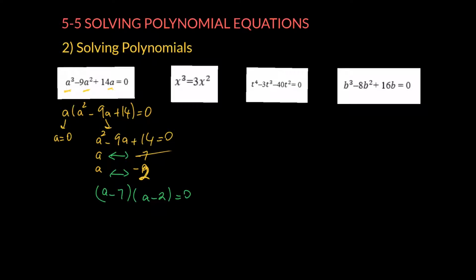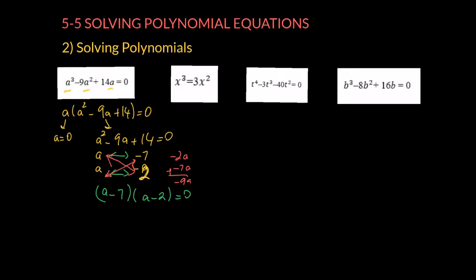I knew these numbers were right because when I multiply these two, I get -2a. When I multiply these two, I get -7a, which leads me to -9a, which is the term that I was looking for. Now let's move on.